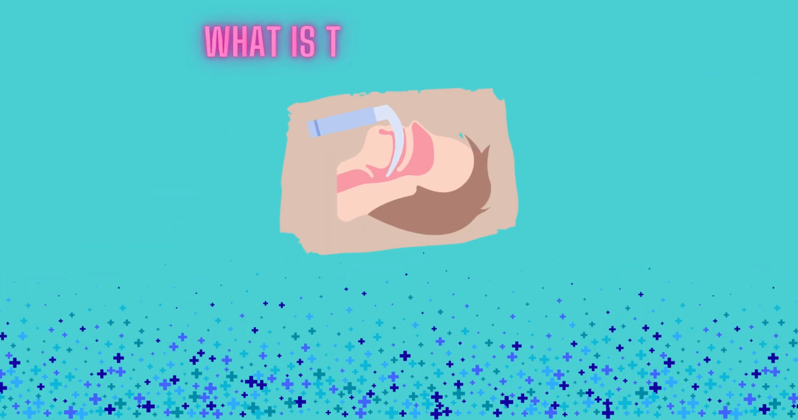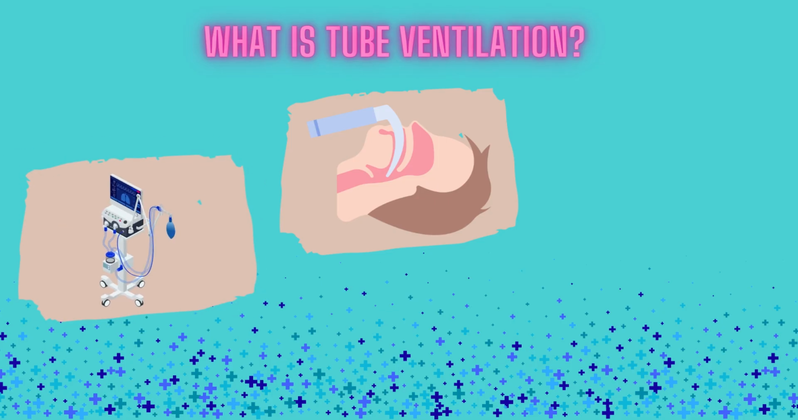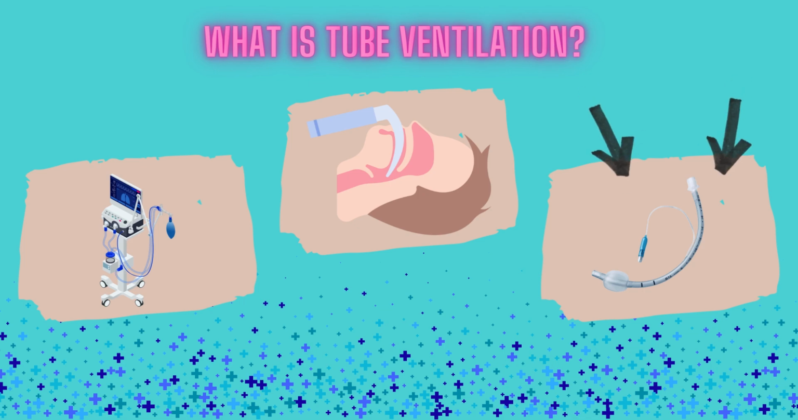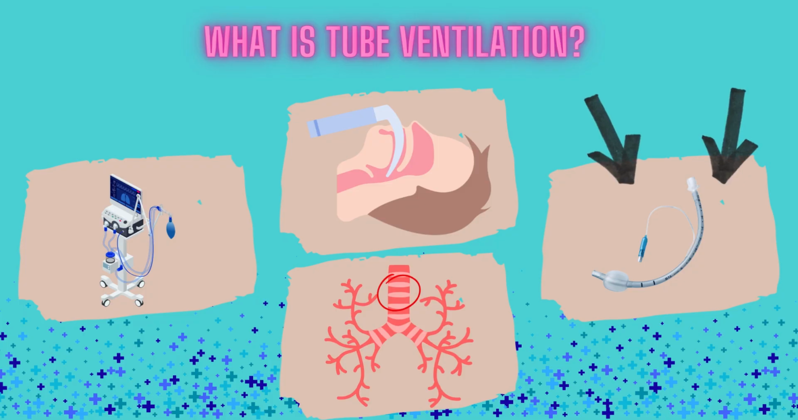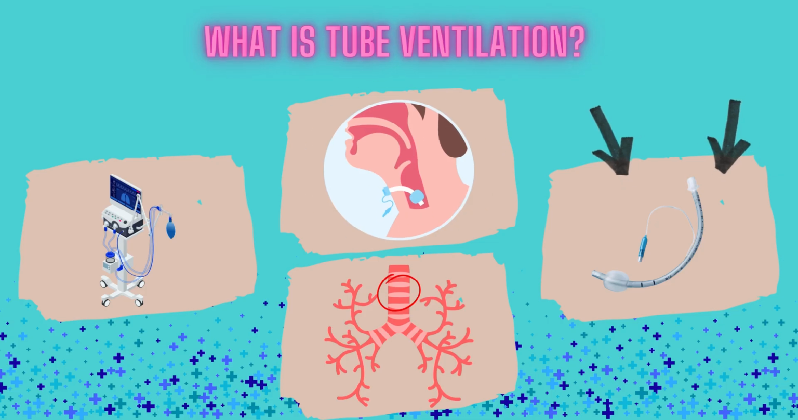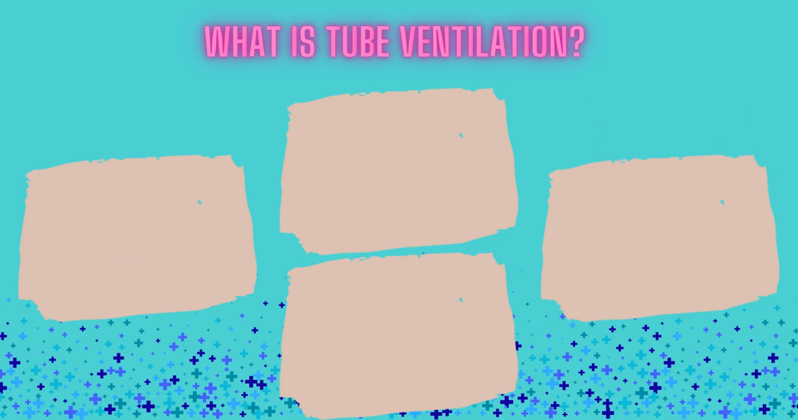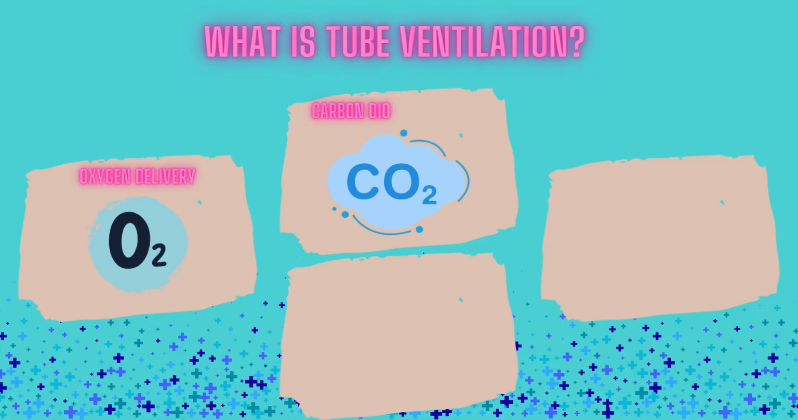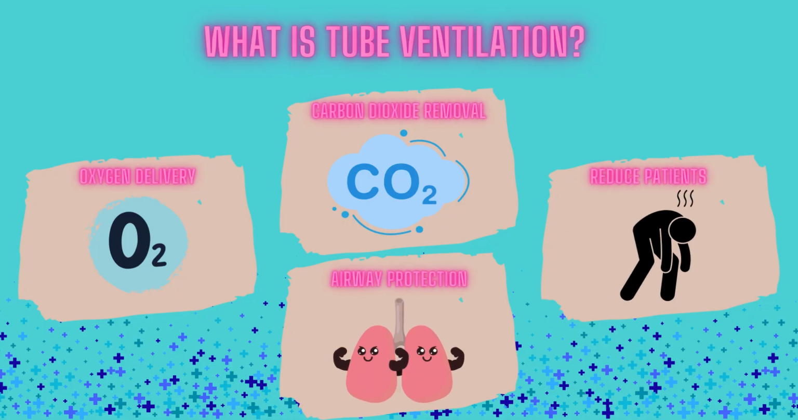Tube ventilation means supporting or completely taking over patients' breathing using a ventilator connected to an artificial airway, usually an endotracheal tube inserted through the mouth into the trachea. Less commonly, if long-term ventilation is needed, a tracheostomy may be performed. Key goals are to ensure oxygen delivery, carbon dioxide removal, airway protection, and to reduce the work of breathing when the patient is too sick or too weak to do it alone.